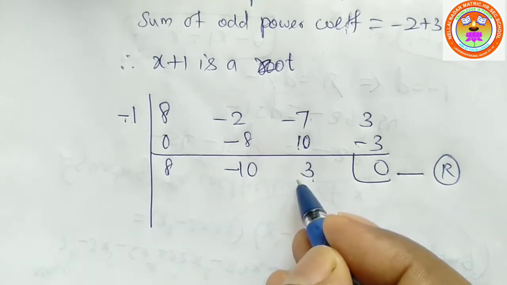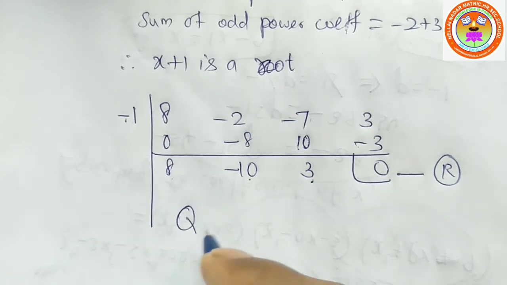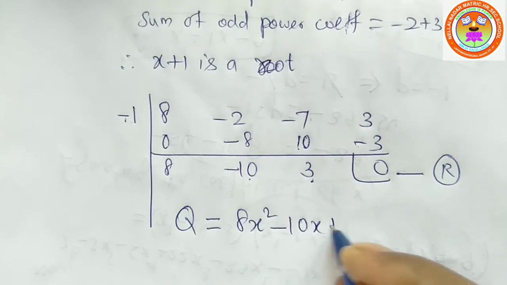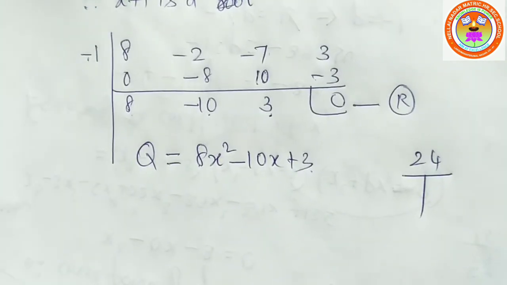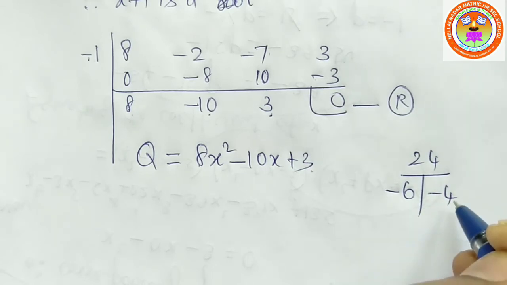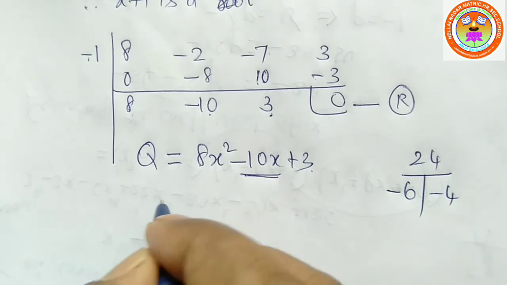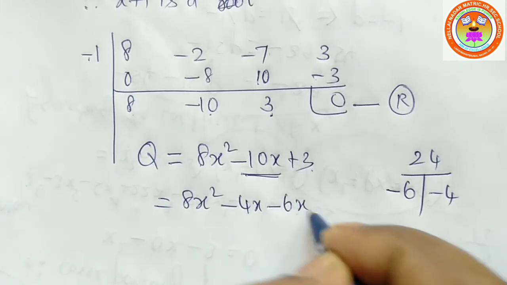Now this is the remainder. These are the coefficients of the quotient. The quotient is a quadratic in x square, so the quotient is equal to 8x square minus 10x plus 3. If you go for factorization, see 8 threes are 24. Tell me two numbers whose product is plus 24 and whose sum is minus 10. The only possible numbers are minus 6 and minus 4. So we can split the middle term with the help of these two numbers. That is 8x square minus 4x minus 6x plus 3.